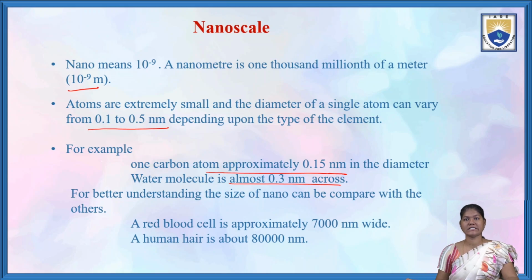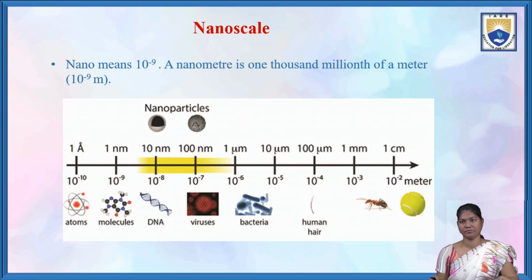For better understanding, the size of nano can be compared with others. A red blood cell is approximately 7000 nanometers wide. The human hair is about 80,000 nanometers. Here we can see clearly the scaling of different materials, that is, when the size of the bulk material reduces to nanoparticles, how the material becomes.